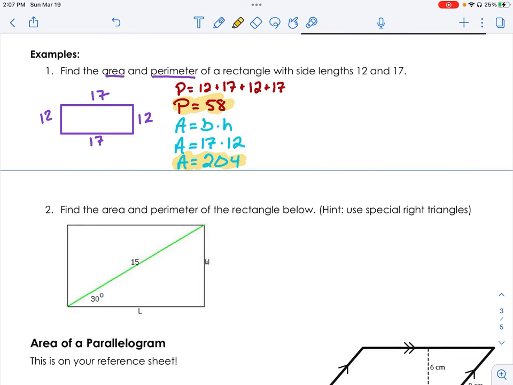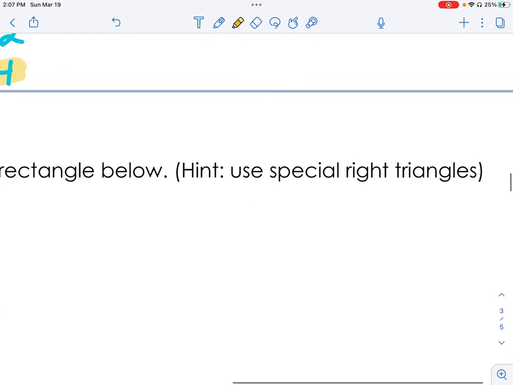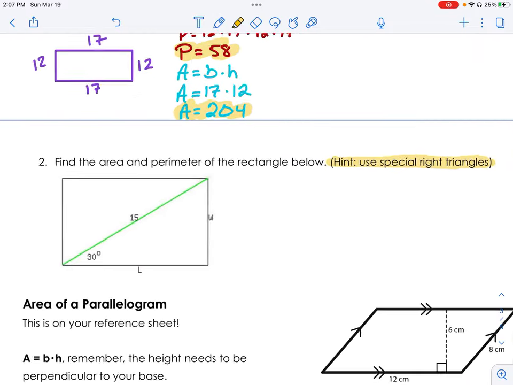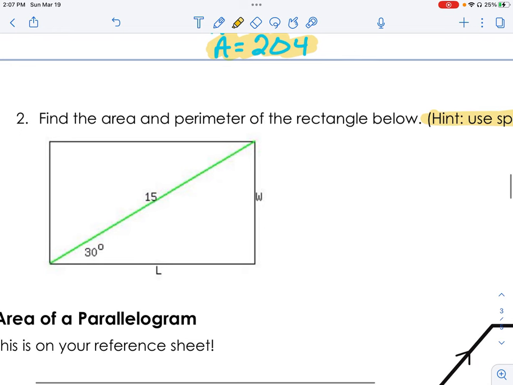Okay, let's go ahead and find the area and perimeter of the rectangle below. We're given this lovely hint here that says use special right triangles. So we do not know the length, we do not know the width of this rectangle, but we are given a diagonal with a length of 15. We know that since this is a rectangle, these are 90-degree angles. And then this diagonal splits through this rectangle and creates a 30-degree angle. That's what we were told.